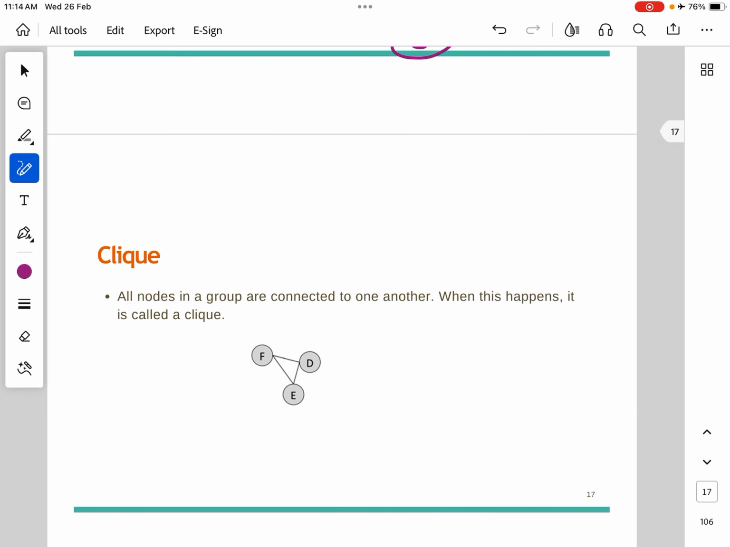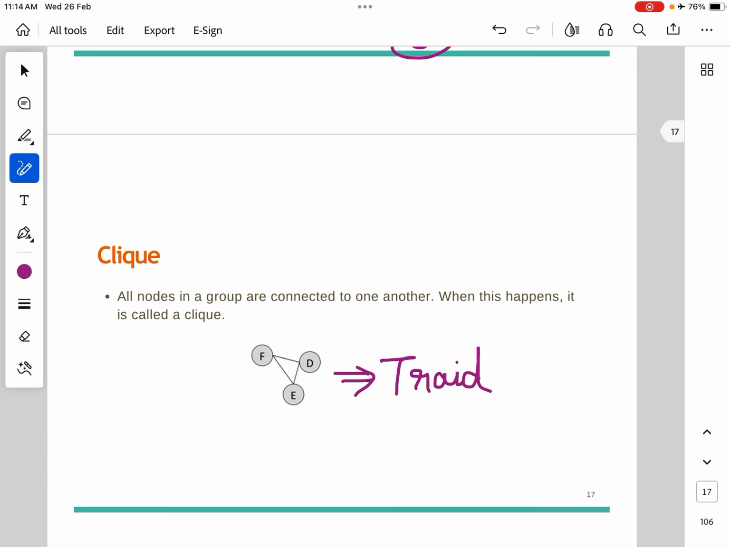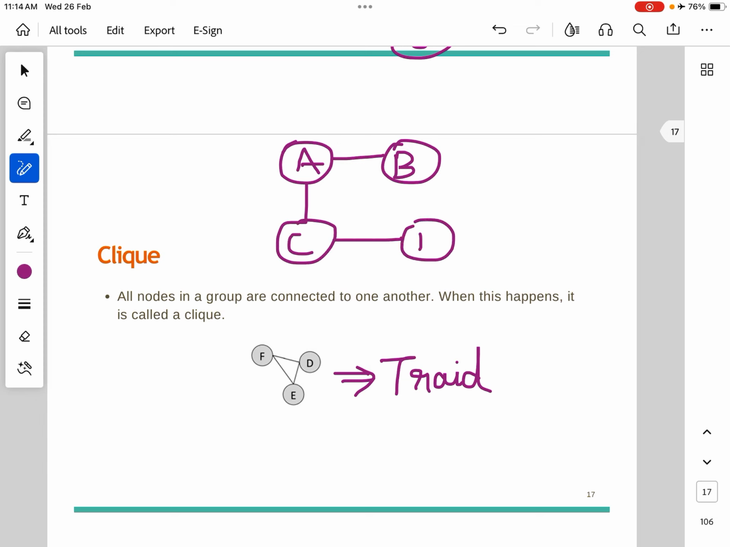Next, a clique. All nodes in a group are connected to one another. When this happens, it is called a clique. So this is nothing but a triad structure. But it is not necessary that a clique should be a triad. It can be anything. For example, A, B, C, D and this. Here also if you see, all nodes are connected to one another.